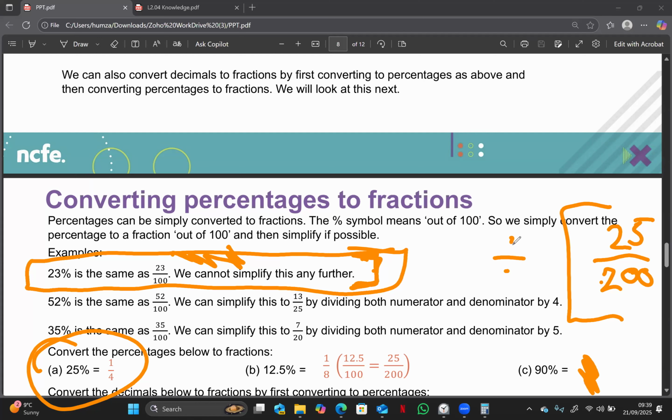125. No. Because 25, if we do 25 divided by 125, that's not a whole number, is it? That's going to be smaller than 1. It's going to be less than 1. So we need to make it 1 minimum. So what can we do? What's the biggest number we can divide 25 and 200 both by? The same number.